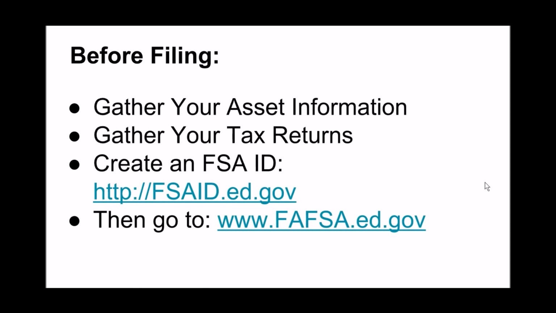First, before filing, you'll need to gather your asset information because they do ask questions about your assets that you'll have to fill in. So that's your checking and savings account information, the balances as of the day you apply, and any stocks, bonds, mutual funds that are not in a retirement account. They're not looking for what you have in retirement accounts, but your current assets. For the FAFSA, they do not look at the value of the home you live in. However, if you have a vacation home or any investment real estate, they are looking for that.